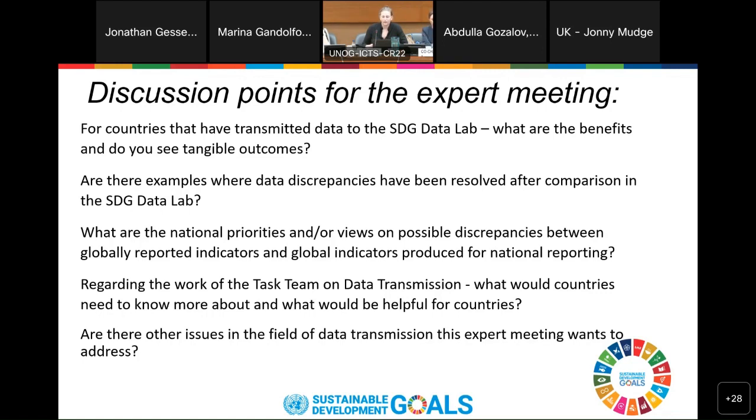Also, what are national priorities or views on possible discrepancies between global reported indicators and global indicators produced for national reporting? What do you think about this issue with discrepancies? And regarding the work of the task team on data transmission, what would countries need to know more about, and what would be helpful for countries? Are there other issues in the field of data transmission that this expert meeting would want to have addressed?